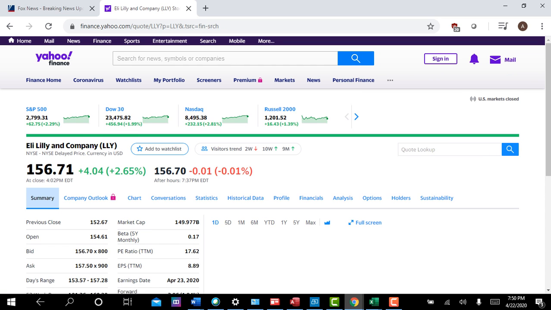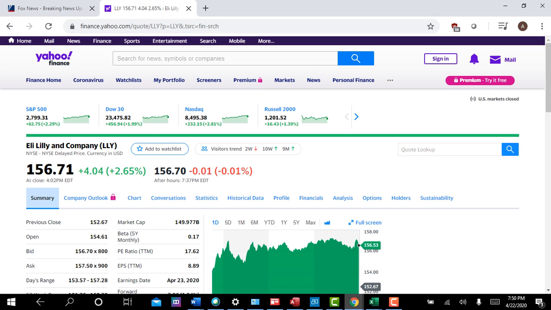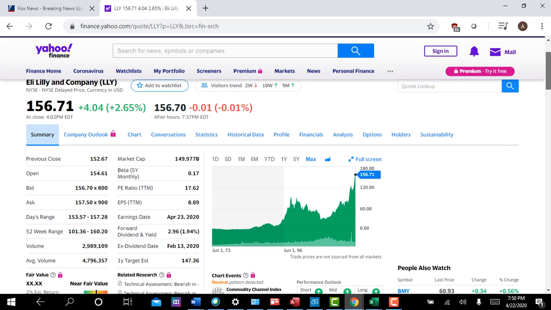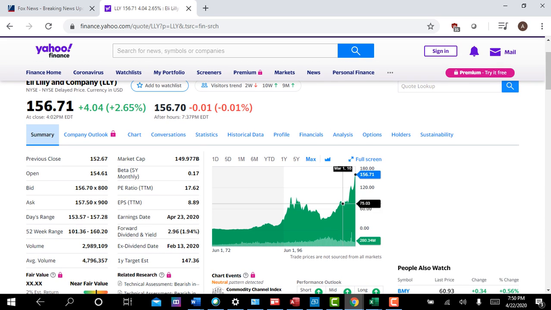156.71. Okay, and actually what I'm going to do is the max chart for Lilly, which probably goes back to the turn of the 18th century. But if you look at the pointer right here, it did go down. That was March 1, 2013. Let's go back here. It's 2002. I want to show you that around 2002, 2003, it was trading between $59 and $73.